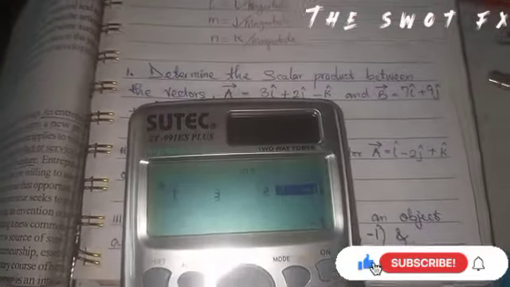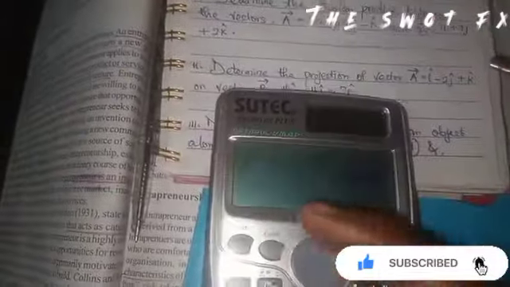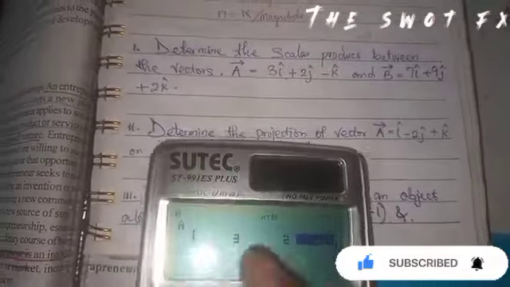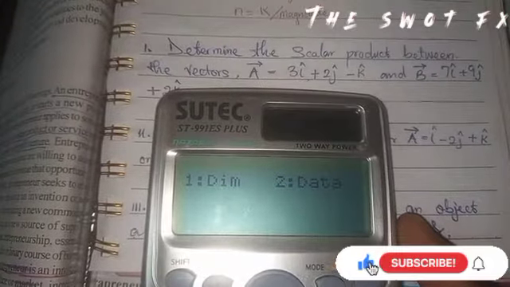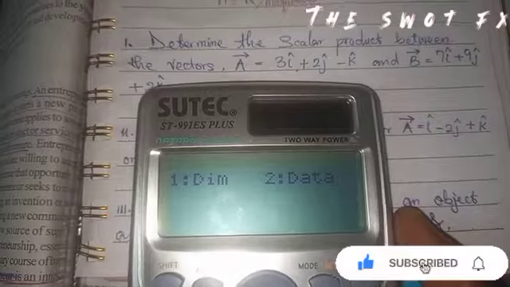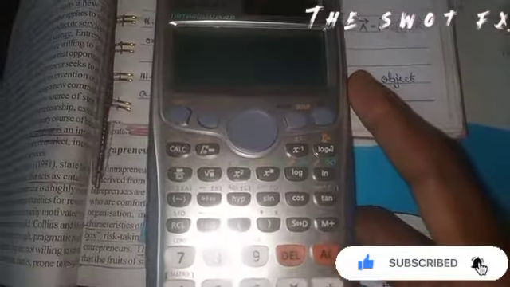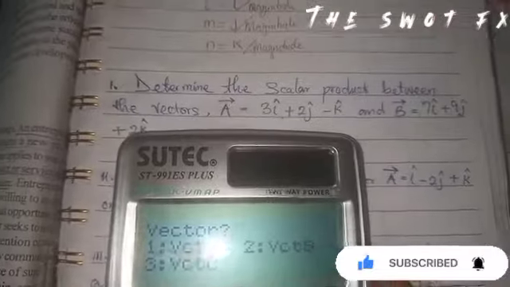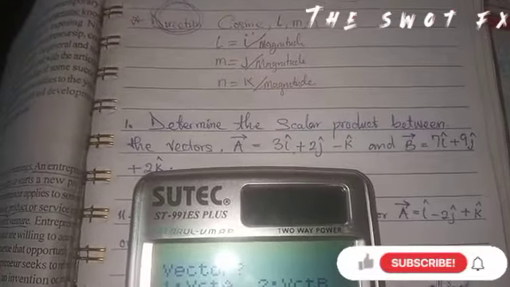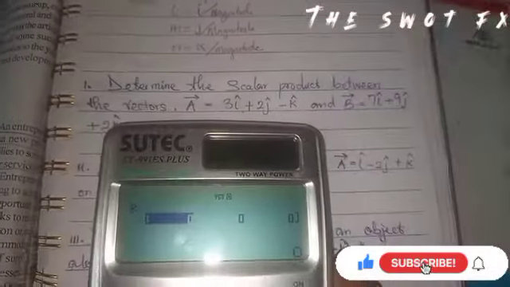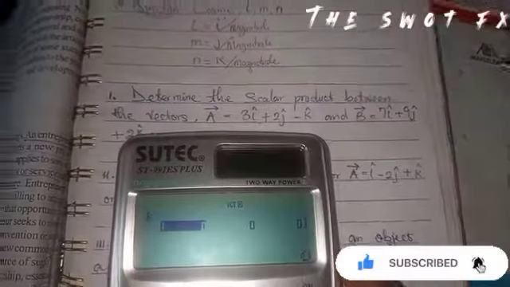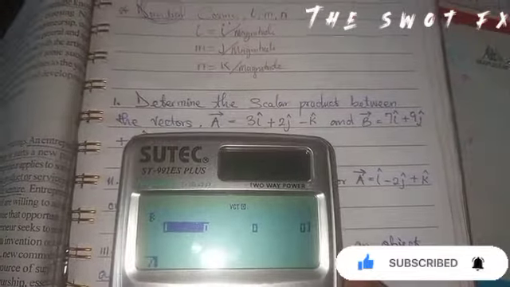From here, after pressing the last one, you press shift, then you press 5. Now you want to save. I've explained all this in the previous episode, just try and watch. Then press 2, then press 2. Then we want to store the second vector, which is B, so you press 2 again. Then 3 dimensions, so you press 2. Then you press 7. The first one is 7. You press 7, then equals to, then you press 9.